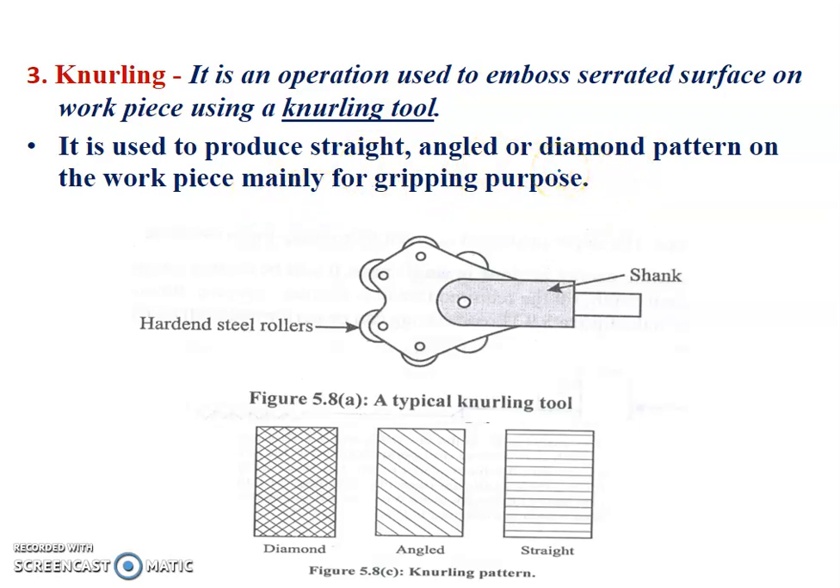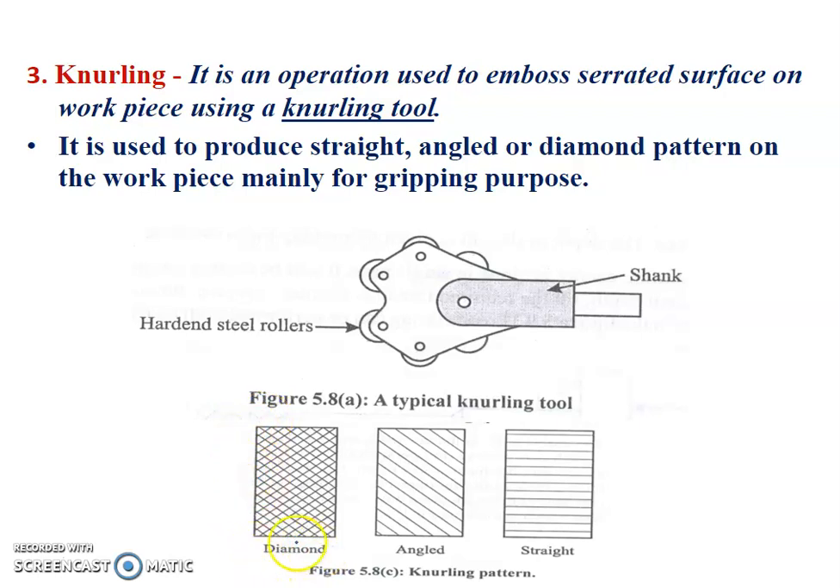Okay, so this knurling operation is done on any product for gripping purposes. We can observe in our day-to-day life that some products require gripping. We have to hold the products at one end sometimes. In those cases we can use this knurling tool and produce different patterns. We can produce different impressions on the cylindrical surface of the product, the surface of the workpiece. That is called the knurling operation.